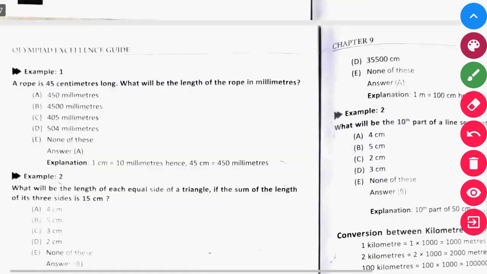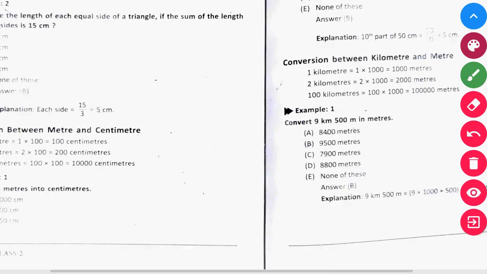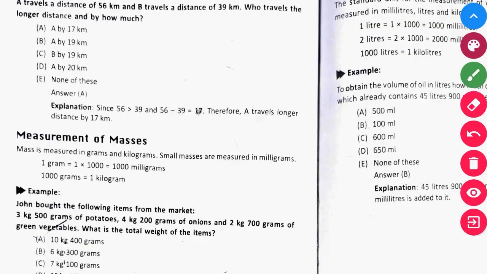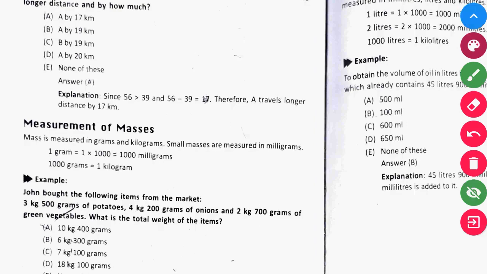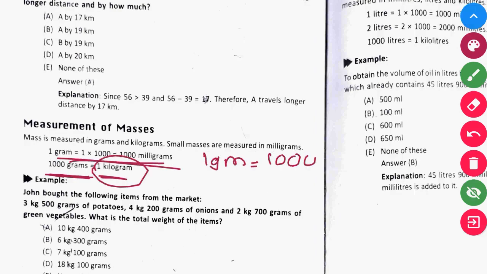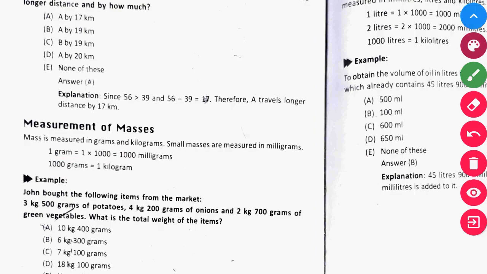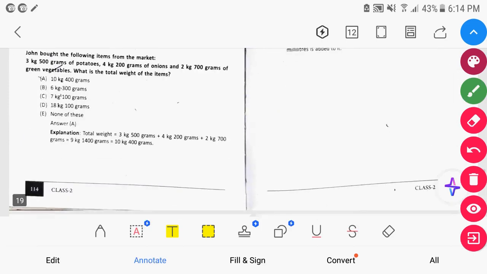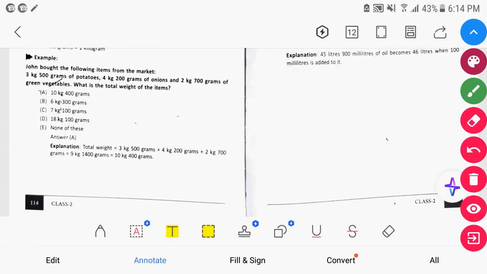Now, for mass we had seen gram and kilogram. So 1 gram is equal to 1000 milligram and 1000 gram is equal to 1 kilogram. Like 1 kilometer is equal to 1000 meter, 1 kilogram is equal to 1000 gram.